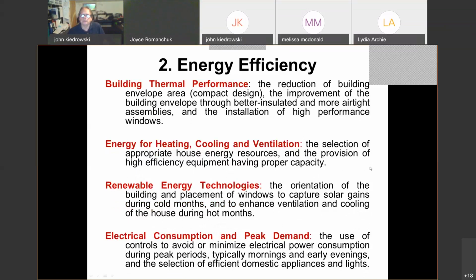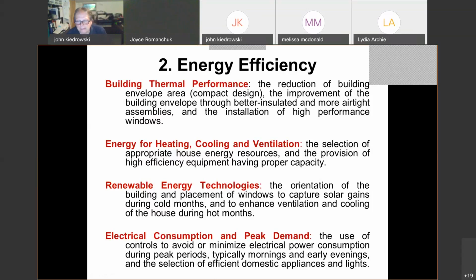How about renewable energy? Again, we talked about solar gains slightly in the placement of windows to capture these solar gains. Ideally, from my architectural background, large windows facing south, smaller windows facing north to reduce heat loss through those windows. And electrical consumption.